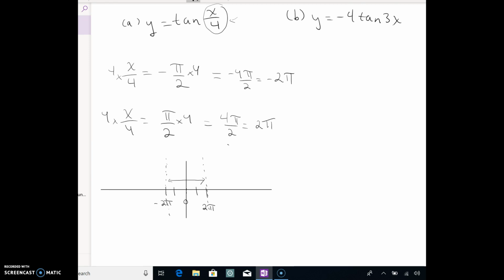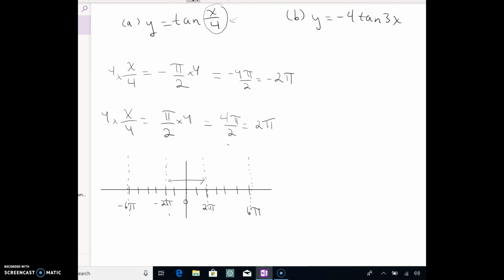So if we want to figure out what the other asymptotes look like, well, 2 pi plus 4 pi gives us 6 pi. We have 6 pi over here. And then for negative 2 pi, now we're going to subtract 4 pi, and then we have another vertical asymptote over here at negative 6 pi. Okay, so here we have 3 full periods.